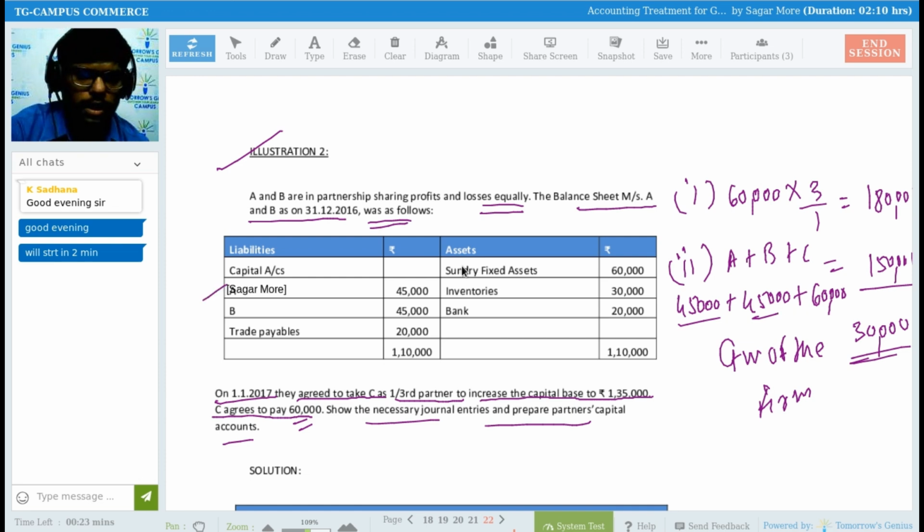So from where did I get 45, 45? You see, it is given, right?